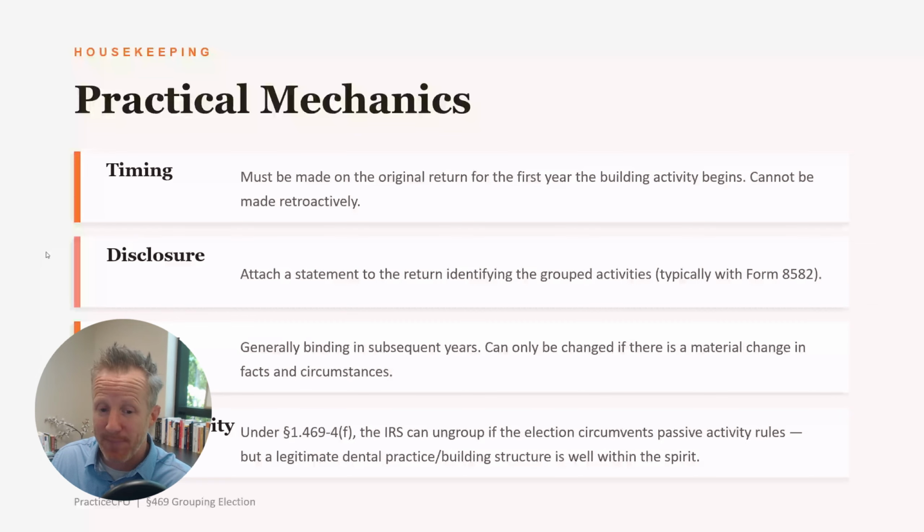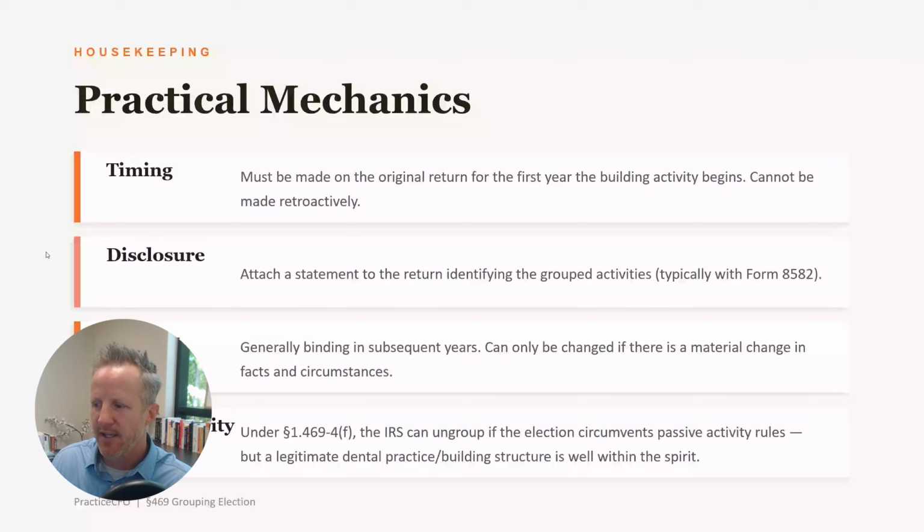This is a binding election when you do that in the first year of owning your building and attaching that 8582 disclosure statement to the IRS. And so it's generally binding in all subsequent years. It can only be changed if there's a material change in the facts and circumstances.